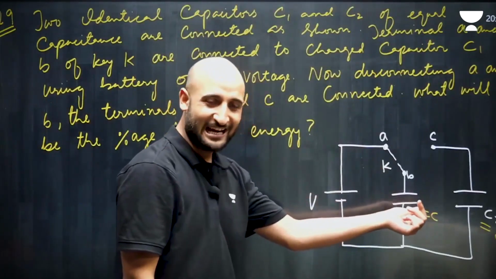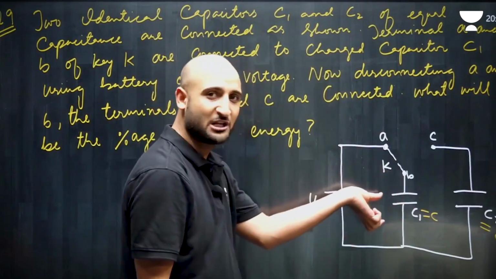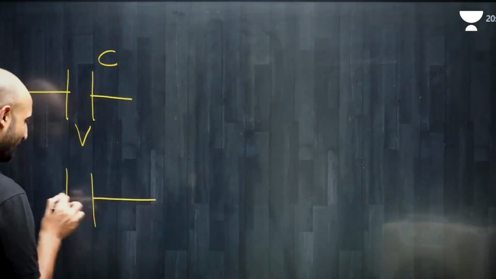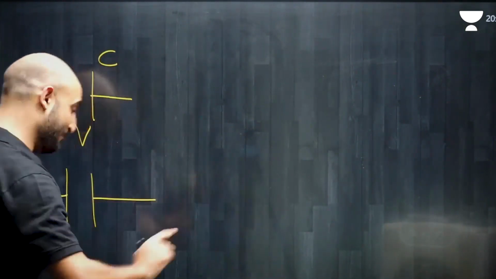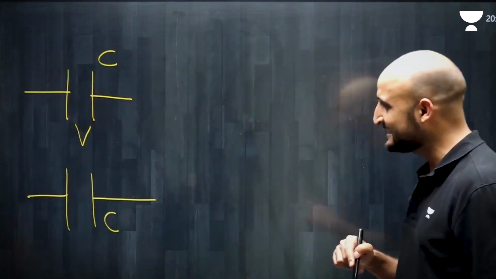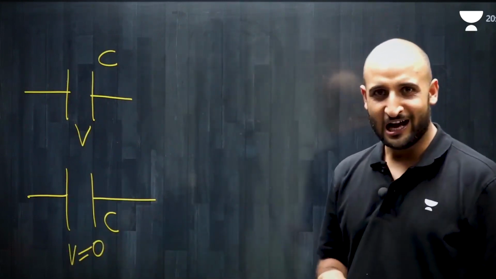A and B are connected, so this capacitor is connected to a battery of potential V. The capacitor will get a potential of V. So you have a capacitor having potential V, right? Now, there's another capacitor, which is not initially part of the circuit. The capacitance again is C, but the potential is 0. All right.